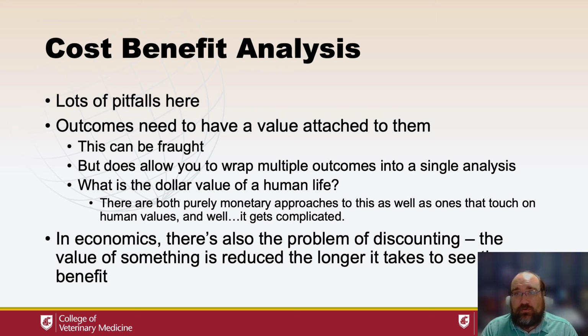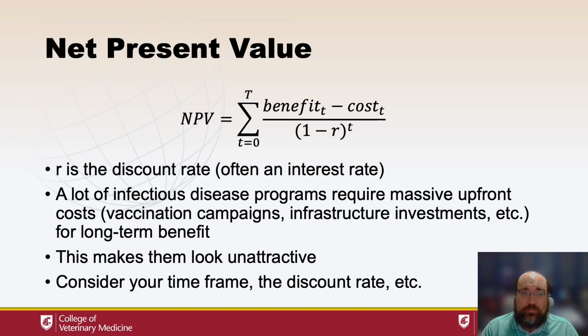And in economics, there's also what's known as the problem of discounting, which is the value of something is reduced the longer it takes to see that benefit, the idea being that money could have been spent on something else. This is often expressed as what's called net present value. The equation for it is here. If you want to talk about that a lot, I suggest talking to Megan about it or finding your local business school or economics department. But the thing to note here is that you have this discount rate R, which is often an interest rate. And what that does is that erodes this value over time.